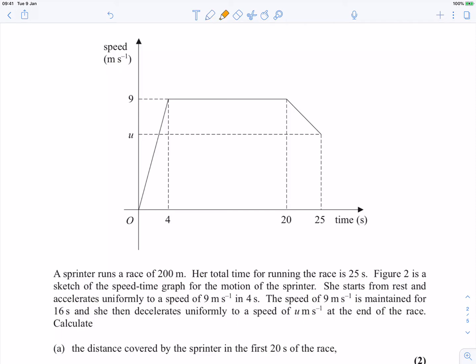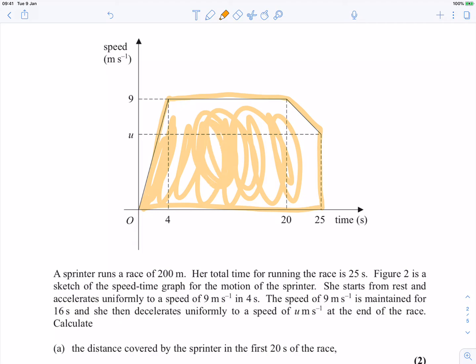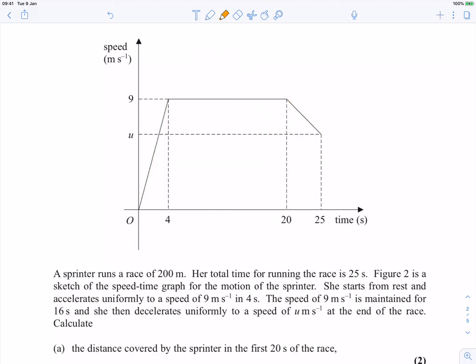Okay. So first of all, can we see why this diagram represents what's going on? It says a sprinter runs a race of 200 meters. So apparently the area under this thing, this total area here, and I can't be bothered to shade it, is 200. Okay, that's important. Okay, she starts from rest. Yes, that is an initial speed of 0.